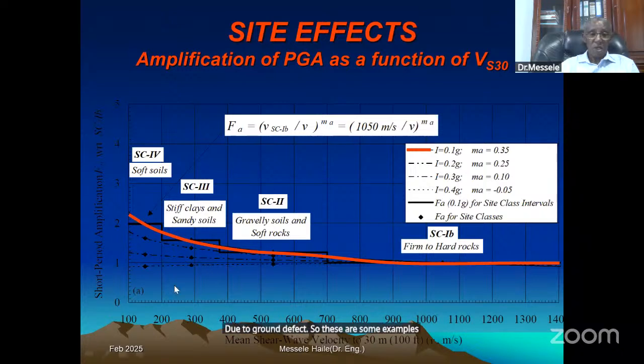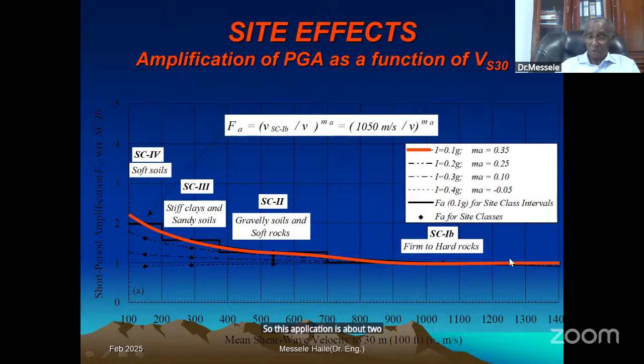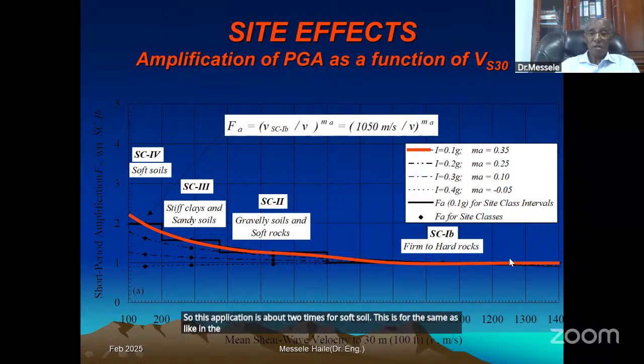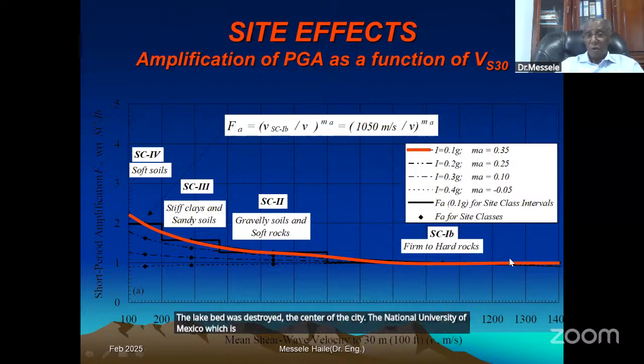So these are some examples. As the soils are softer, this is the shear wave velocity. Then the red line shows stiff soils amplified, let's say, up to 2 times. At least in this case, these are earthquake studies, not hypothetical. So for soft soil, for the same earthquake, it's recorded, this amplification is about 2 times for soft soil. This is for the same earthquake in the same area. Actually, interestingly, in Mexico City, the lake bed in the center of the city was destroyed. The National University of Mexico, which is close by, on rock, nothing happened.